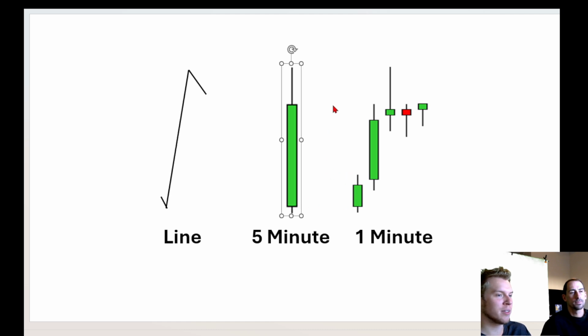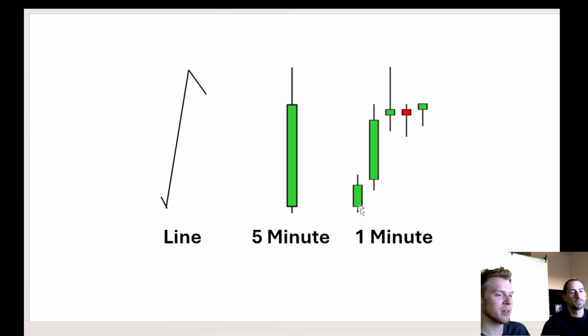So the one in the middle, that's a 5-minute candlestick. And so you can choose any time frame for your candlestick. And here, this is a 1-minute chart. So these are 1-minute candlesticks, and this represents the same information.